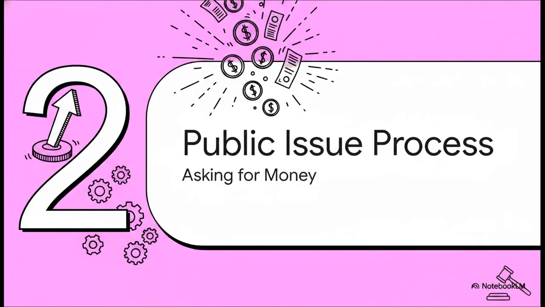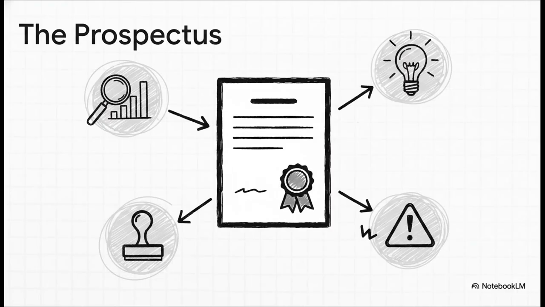Moving on to part two, the public issue process, or asking the public for money. So, this whole process kicks off with an absolutely crucial document called the prospectus. And listen, this isn't just some glossy marketing brochure. It's an official, highly detailed invitation literally asking the public to buy shares. It has to be strictly approved by SEBI, the regulatory body. Why? Because it contains everything an investor needs to make an informed decision. We're talking past financials, future plans, the specific number of shares offered, the price, and most importantly, every single risk factor involved.